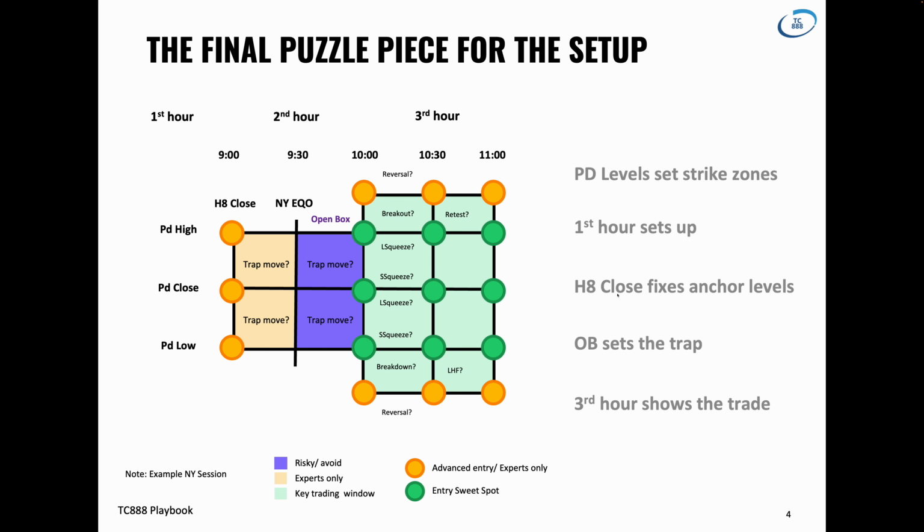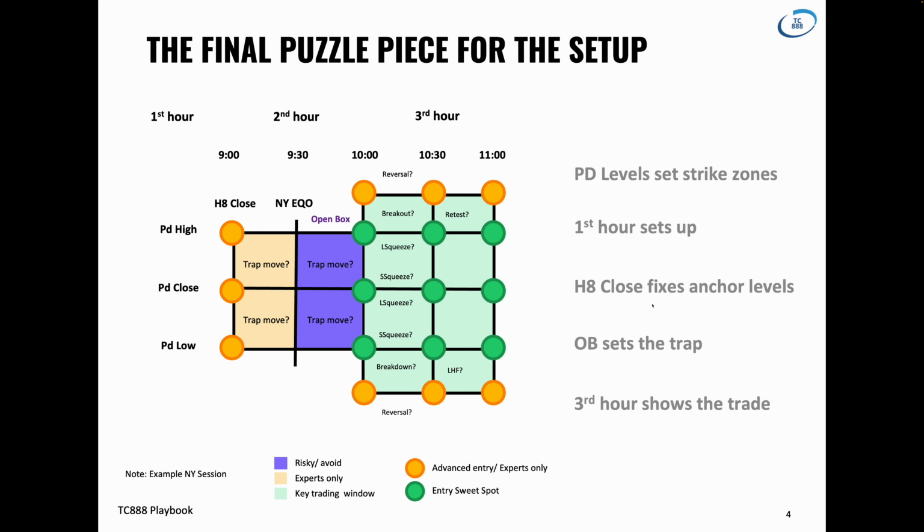Then the first hour sets up. First hour prints a high and a low. I don't have it on here. It's not that critical, but it's always good to see, you know, are they moving first hour, second hour, third hour higher? Are they trapping longs, shorts, and then a parabolic, and so on? So that's important to see the 3 hour setup within the session.